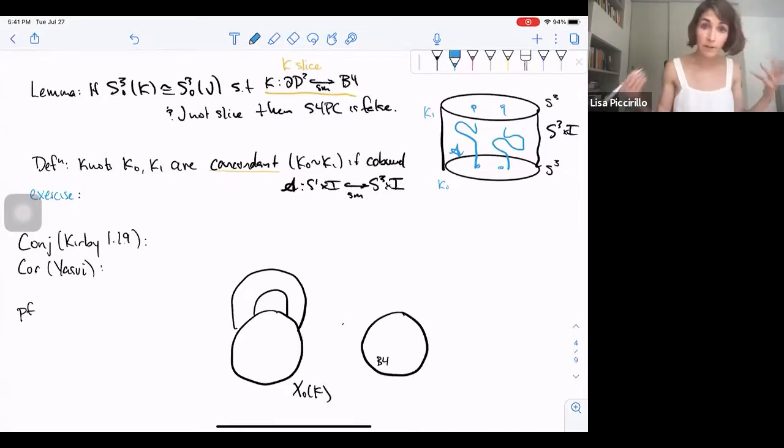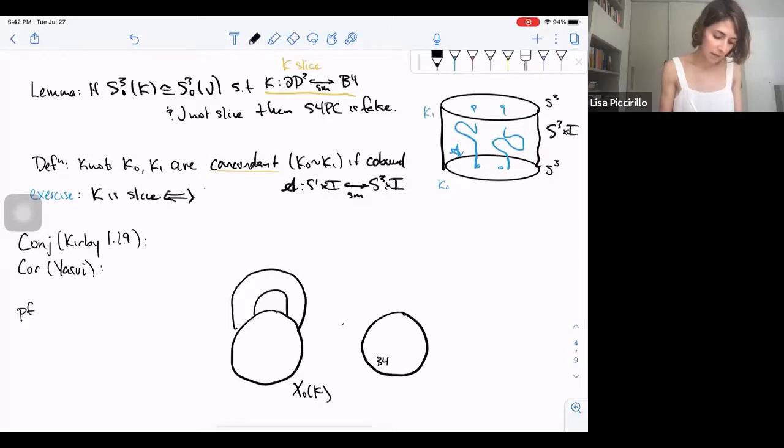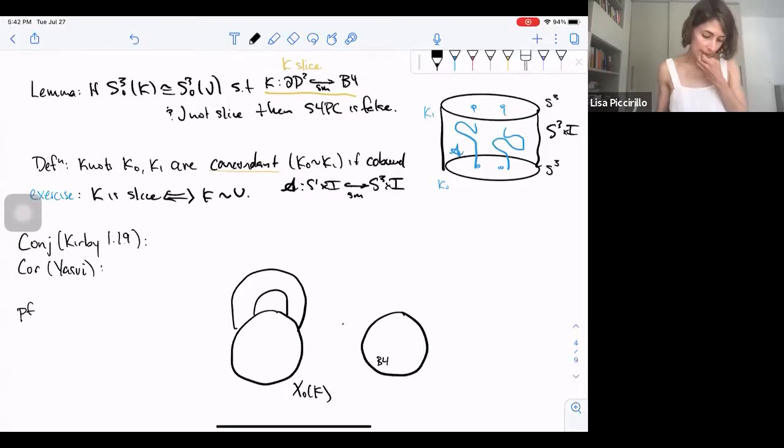And an exercise, if you're new to thinking about concordance, is that you should check that this concordance thing is just a nice generalization of sliceness, in that a knot is slice if and only if it's concordant to the unknot.